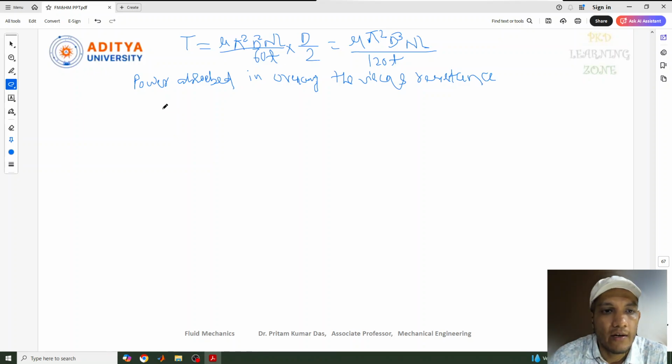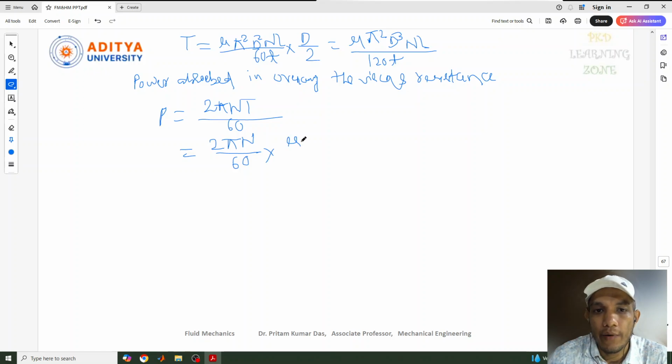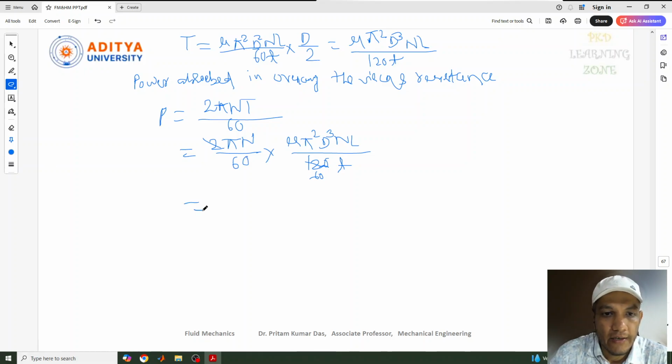Now this one we can write as: power P equals, we know the formula, 2 pi n T by 60. So we already got the T value. So just write down 2 pi n by 60 into the T value, which is nothing but mu pi square d cube n L by 120 t. So 2 you can cancel, and you can write 60. So what are you going to get here?